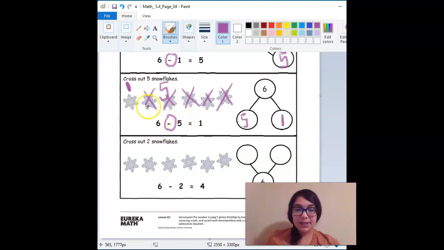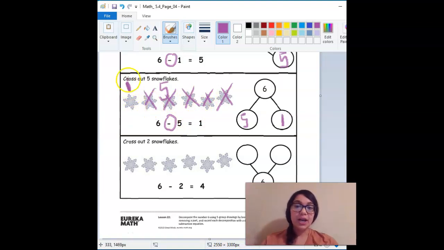So let's look at the picture. On the snowflakes, I crossed out. Let's count how many I crossed out. Get ready. 1, 2, 3, 4, and 5. I crossed out 5 snowflakes. And I remembered to write the number so that I don't get confused when I'm filling out my number bond. So 6 minus 5. How many snowflakes do I have left over? Get ready. Yes, I have 1 snowflake left over.